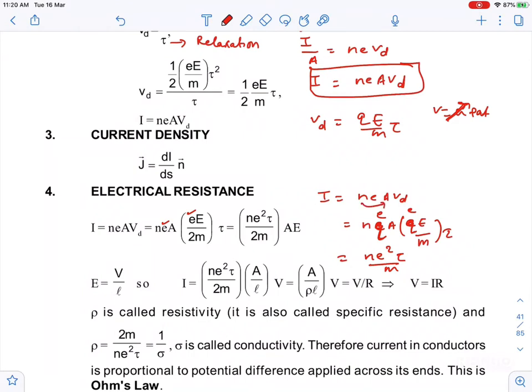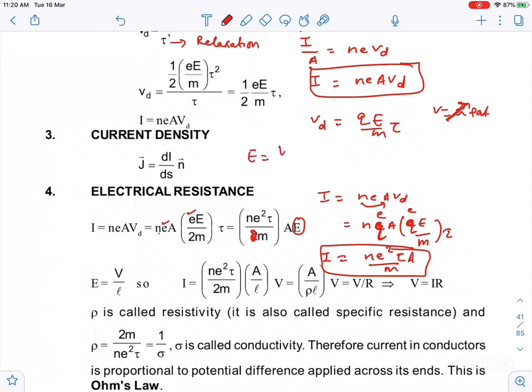They have written this term n e A V drift, and I have to calculate this I in terms of n e square tau by m. So I is equal to n e square tau by m into A into E. This is not 2 here, guys, don't confuse; this is the electric field E.